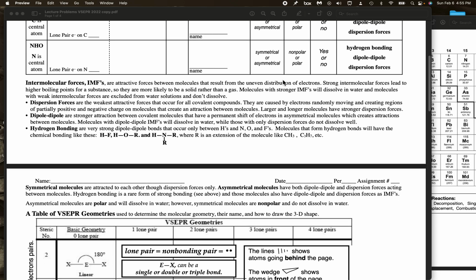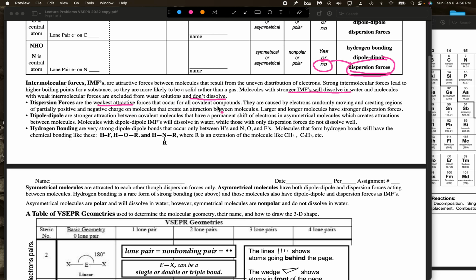Next, we're going to have to choose intermolecular forces, which are attractive forces that exist between molecules. And we can have strong forces that have one set of properties, and we can have weak forces with another set of properties. The one we are going to worry about now is dissolves in water, which is what this question is asking, and doesn't dissolve in water. So what are the weak forces? The weak forces are dispersion forces. So if we have dispersion forces, then we do not dissolve in water.